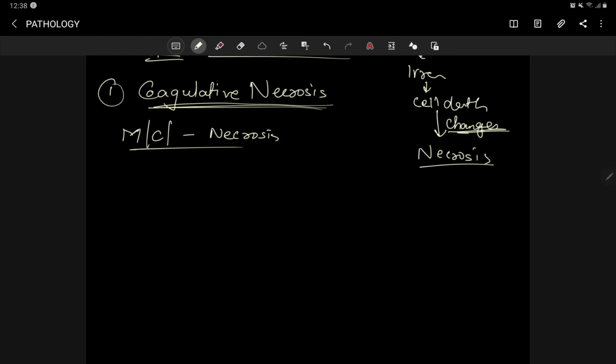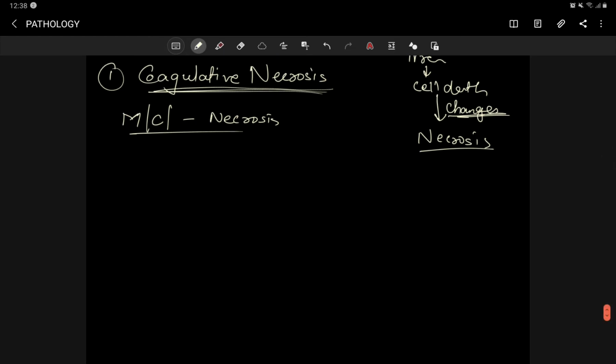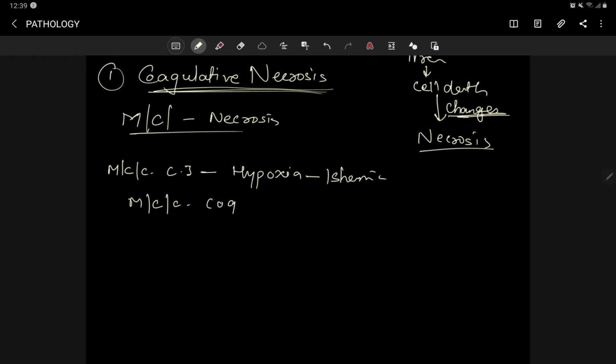Coagulative necrosis, we need to know one thing here: what was the most common cause of cell injury? The most common cause of cell injury was hypoxia. What is the most common cause of hypoxia? Ischemia. So remember, the most common cause of coagulative necrosis is ischemia. What was ischemia? Ischemia was the blockage or obstruction in an artery. What was the blockage of a vein called? It was called congestion.